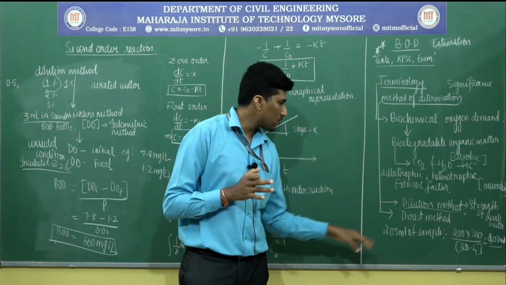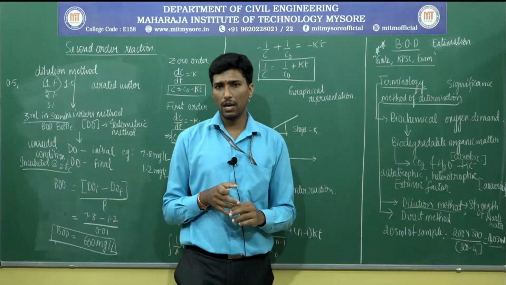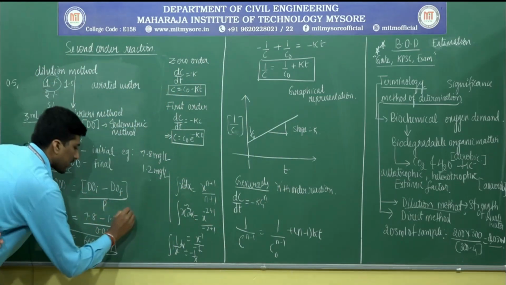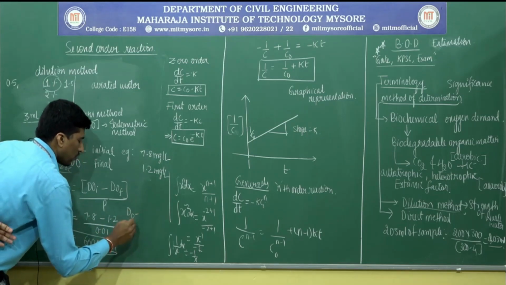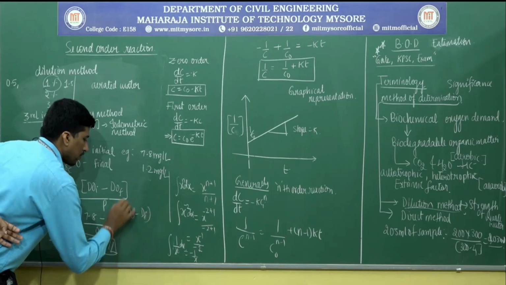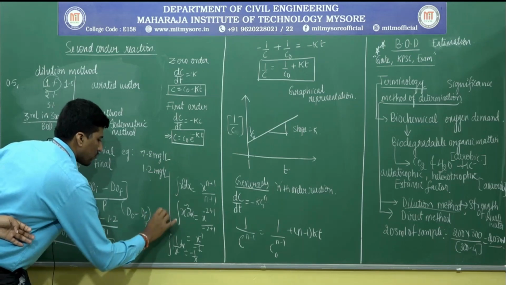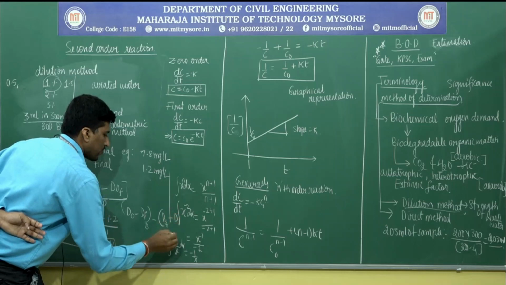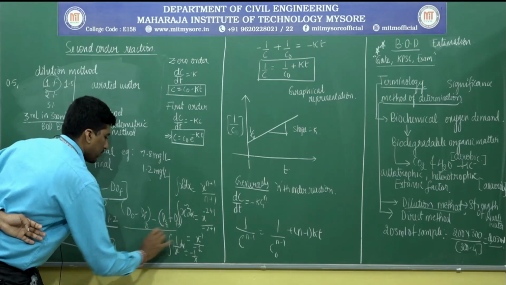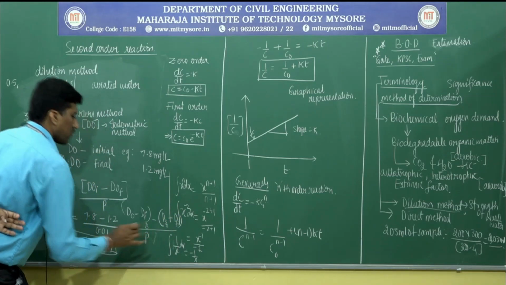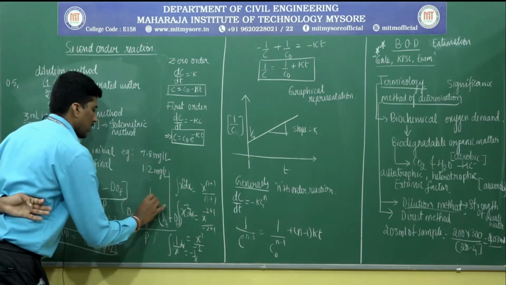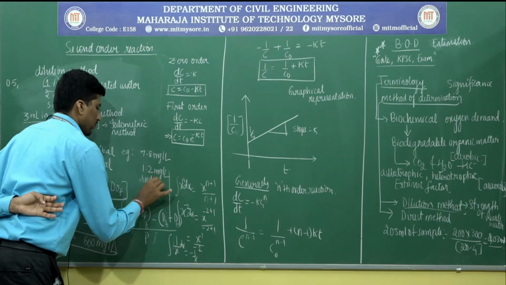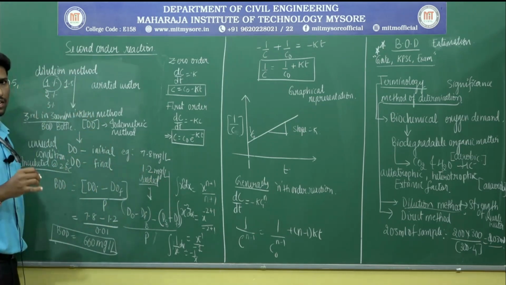Then we come across the case of the seeded type of sample. Same thing here: DO of the blank initial and DO final of the blank, minus DO of the sample initial and DO of the sample final, divided by the percentage of the dilution that you have taken. This is an example for determining the seeded condition.